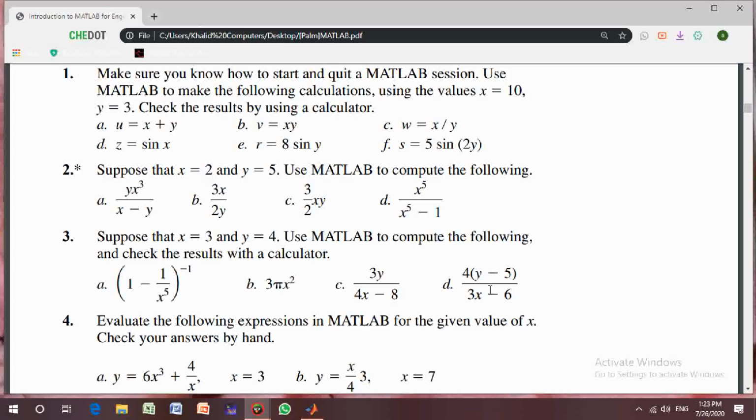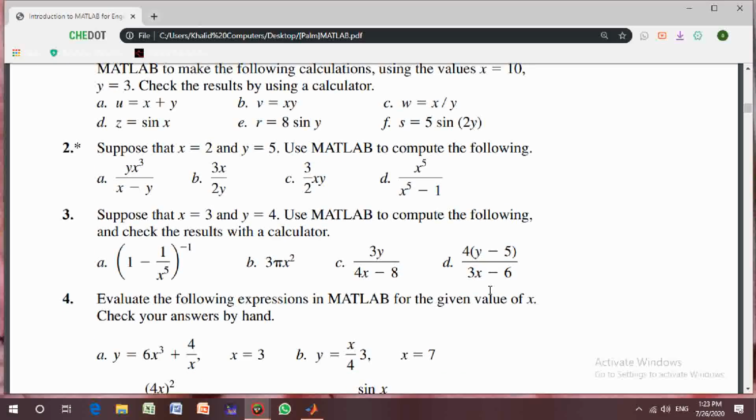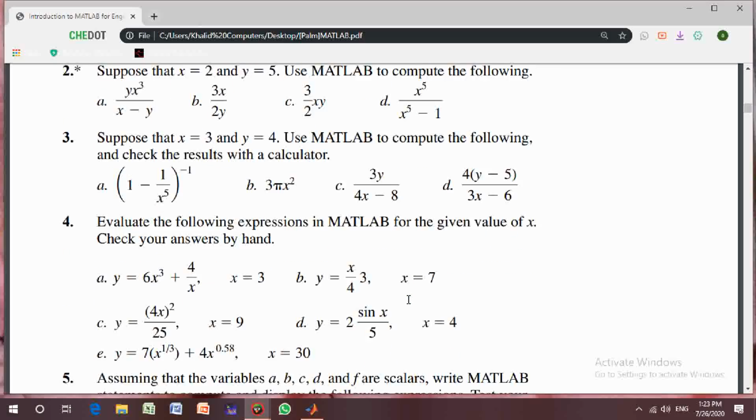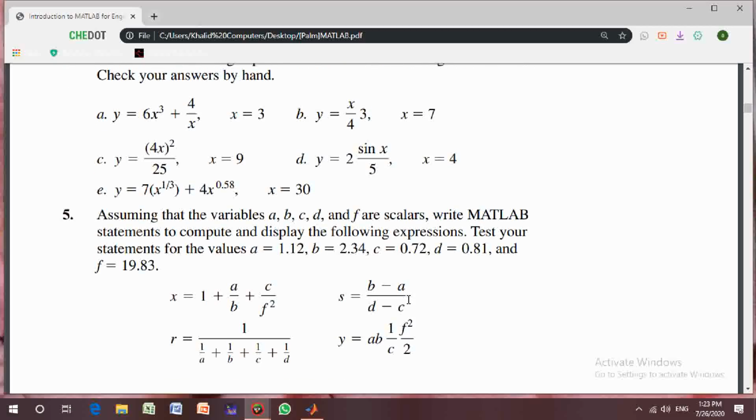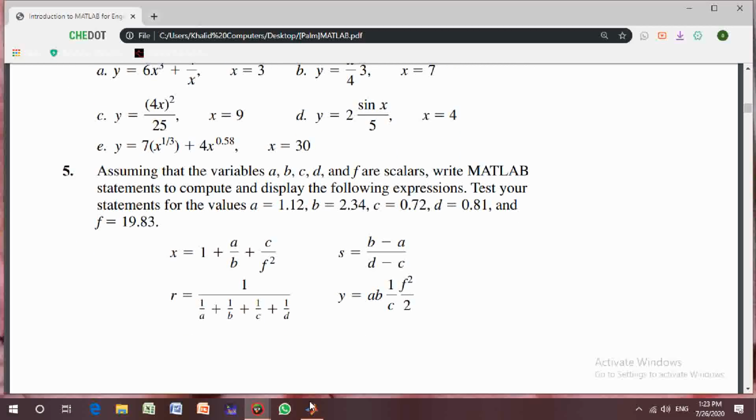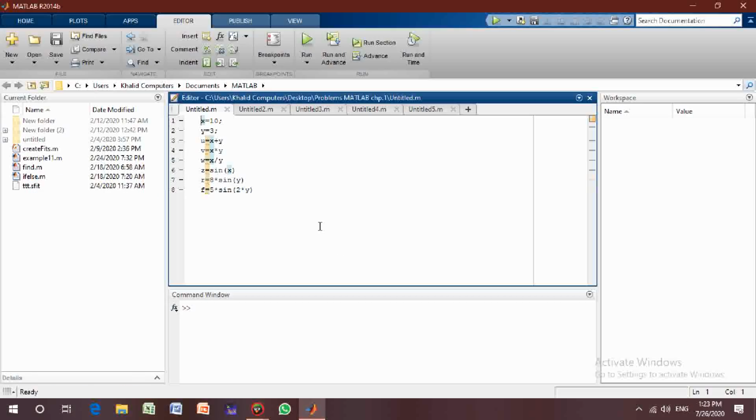You can see that. And question number 4 also, you can check it. And question number 5 also. Now we will solve them. First question, I have already coded these questions in MATLAB.